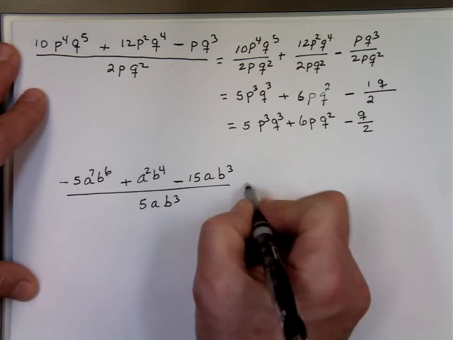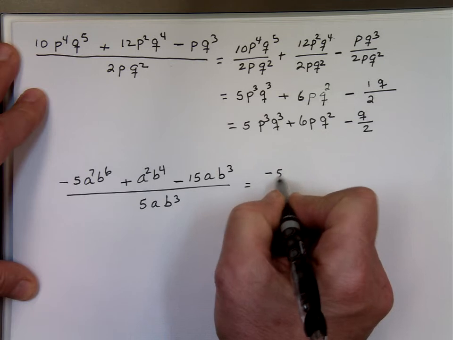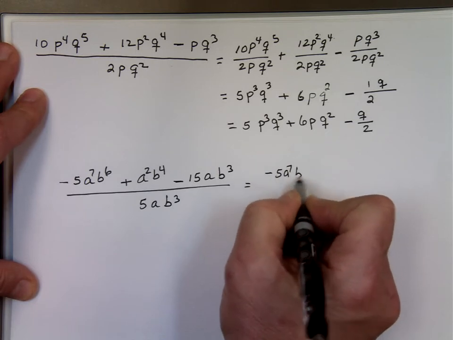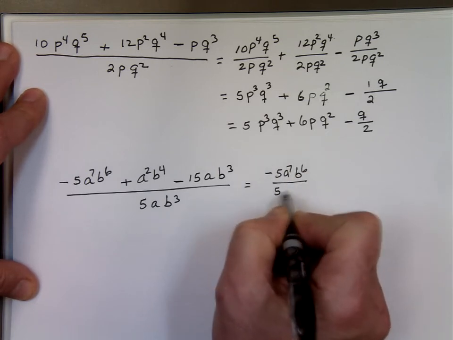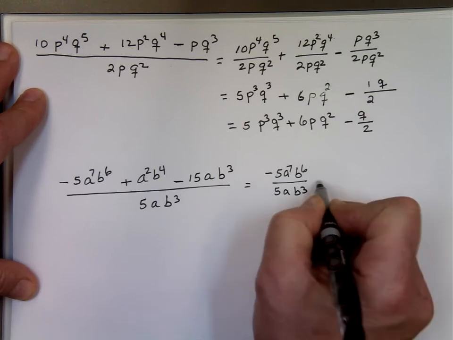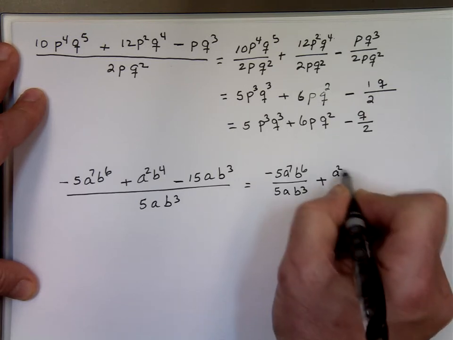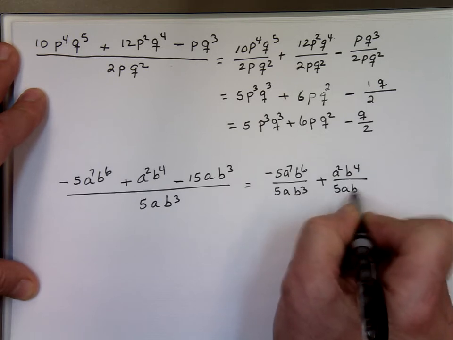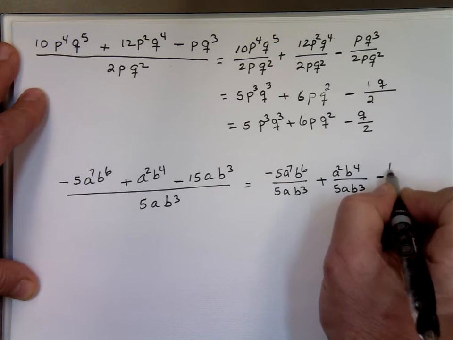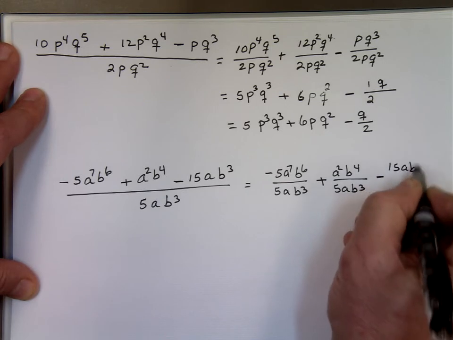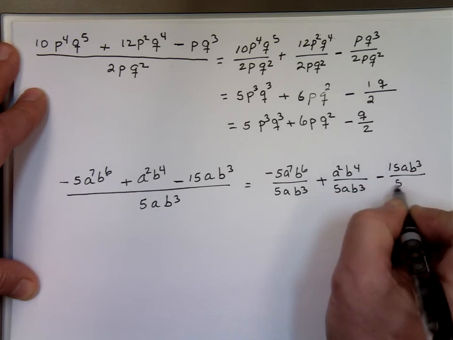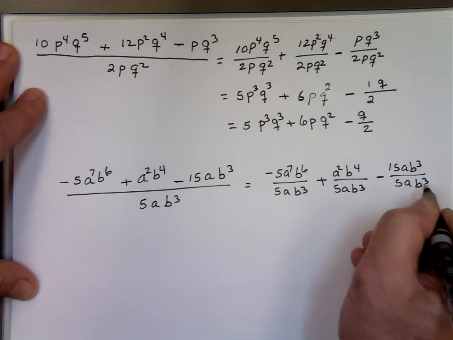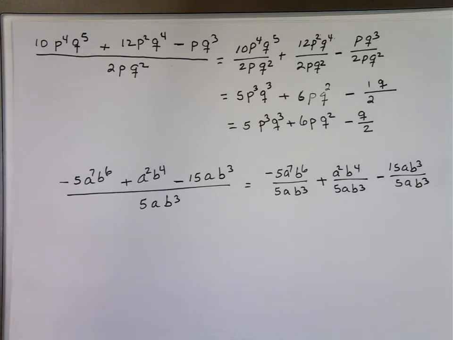Again, we can break this one to negative 5 a to the 7 b to the 6 over 5a b to the 3rd, plus a squared b to the 4th over 5a b to the 3rd, minus 15a b to the 3rd over 5a b to the 3rd. We're dividing each one by 5ab to the 3rd.